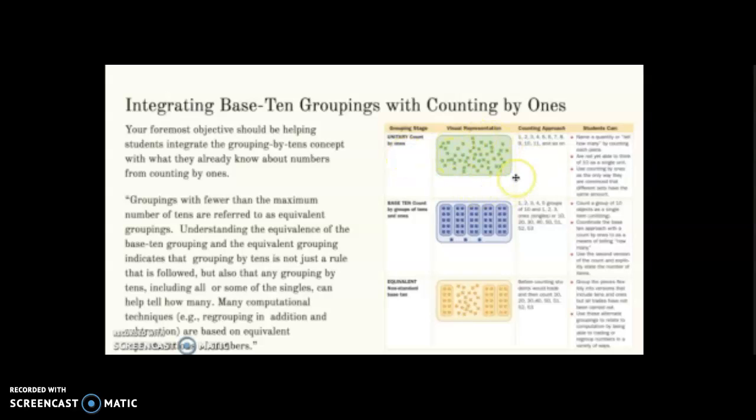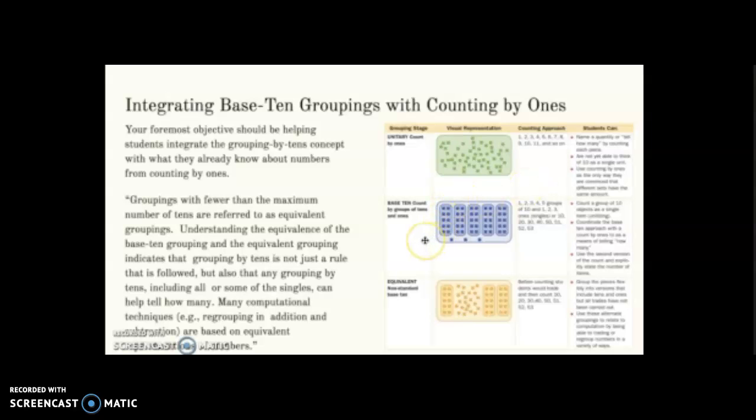The first one is the green one, where we will see the visual representation. The grouping stage would be unitary, count by ones. So we would do the counting approach, 1, 2, 3, and so on and so forth. Here is where students should be able to tell how many by counting each piece. Are they not yet able to think of 10 as a single unit? They use counting by ones as the only way they are convinced that different sets have the same amount.